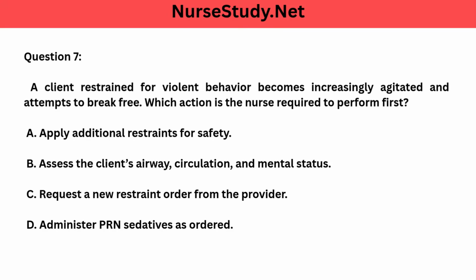A. Apply additional restraints for safety. B. Assess the client's airway, circulation, and mental status. C. Request a new restraint order from the provider. D. Administer PRN sedatives as ordered.